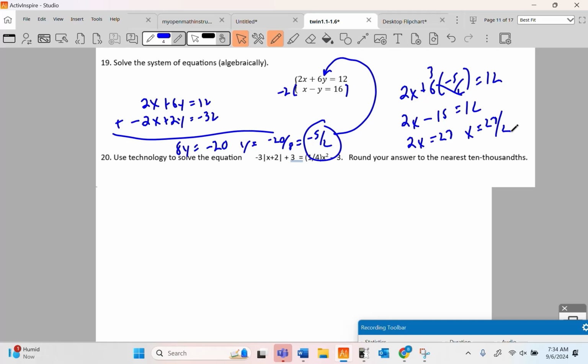But it did. So anyways, you'll be giving your answers here as ordered pairs. 27 halves and -5 halves is your solution. There you go.